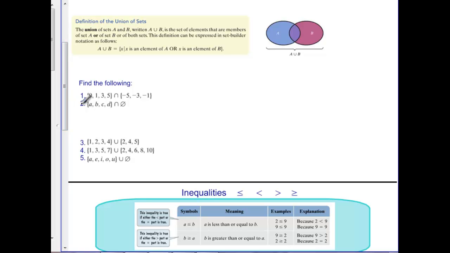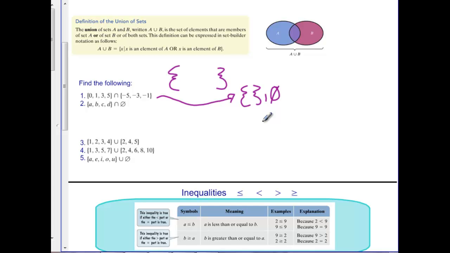So the intersection for 1, we're looking at the sets, and that set notation is a little brace. A brace just means that it's a set, and anything you put inside the braces is going to be the list of elements in your set. We have the first set with 0, 1, 3, 5, and the second set with -5, -3, -1. What do they share? Nothing. So it's the empty set. You can denote the empty set just by a set of braces, or this guy, which is also the symbol for empty set or null set.